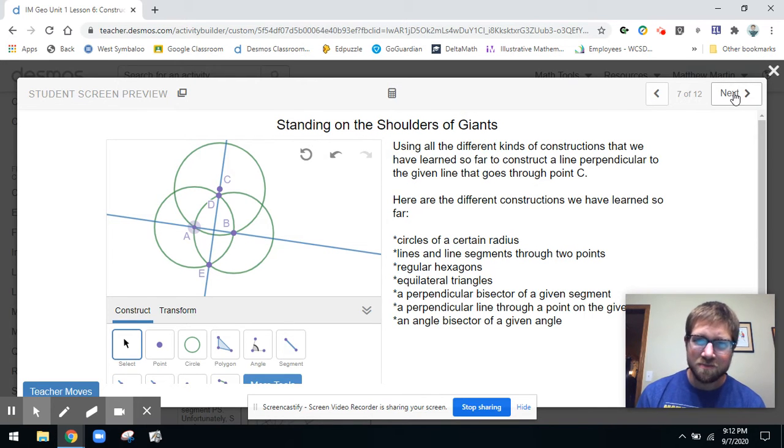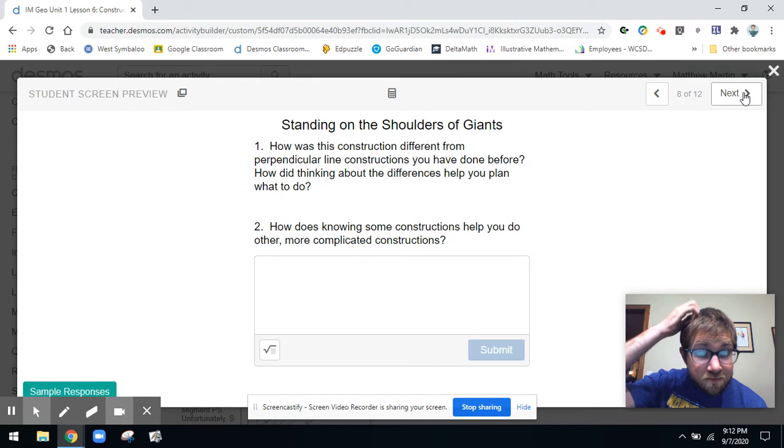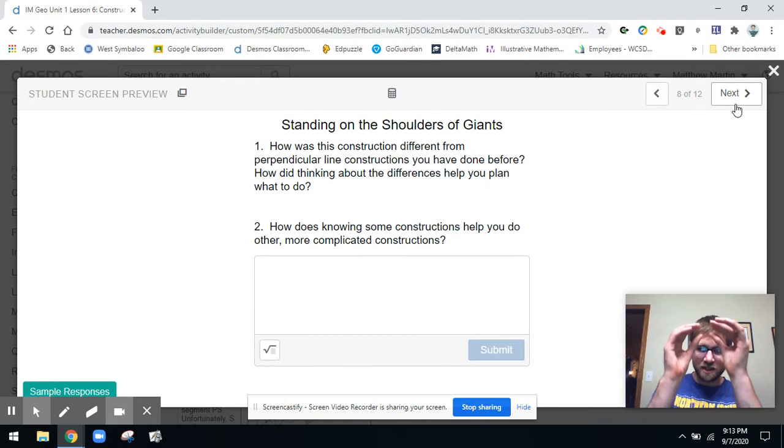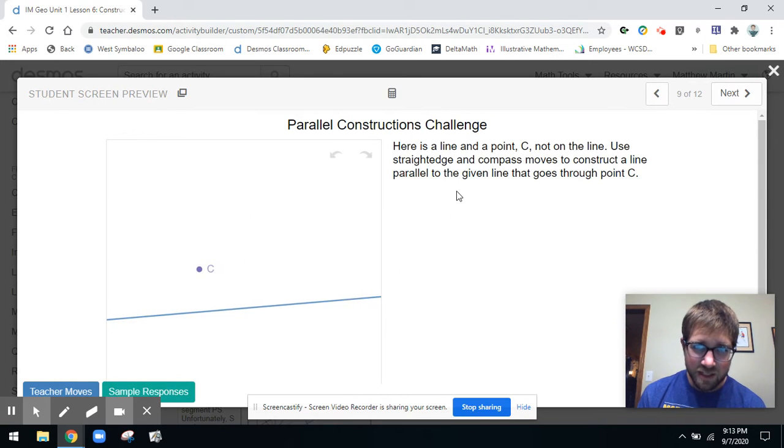Okay, so what was different about that? Well, I guess compared to what we've done before, the point was not on the line to start with, but since we've made a perpendicular line through a point on the line, it doesn't seem like that much of a stretch to get it through a point off the line. You just had to orient it correctly so that it would pop through the middle of that point. Anyway, enough said about that.